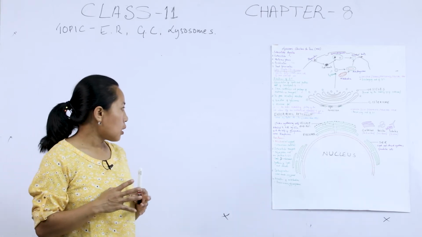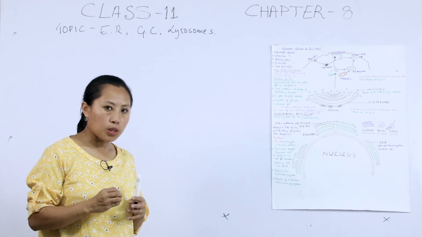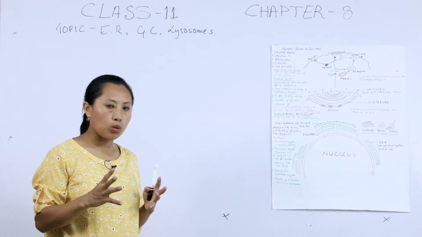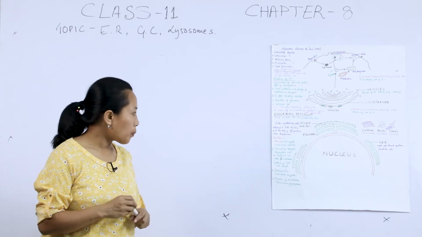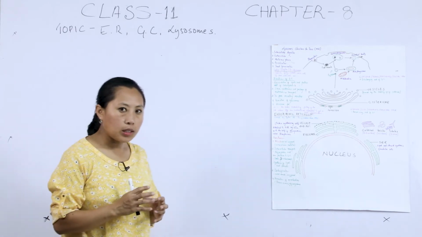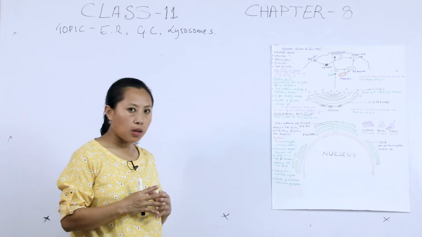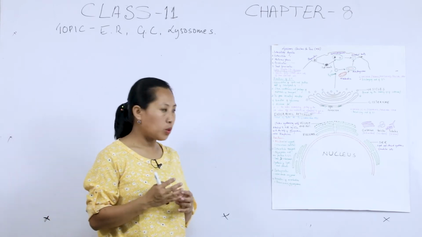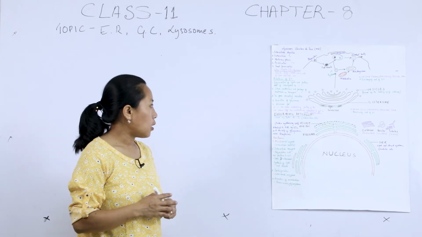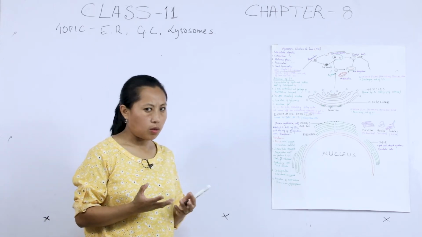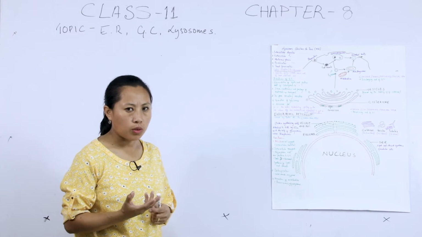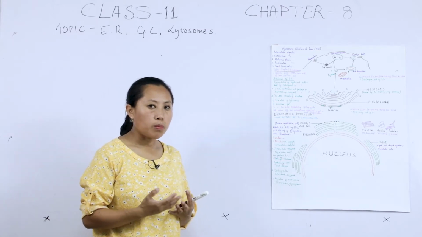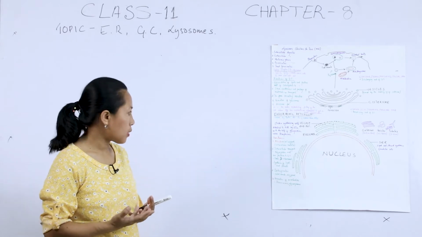So these cell organelles, particularly endoplasmic reticulum, Golgi complex and lysosomes, form the endomembrane system of the cell. Okay, so firstly, let's see the endoplasmic reticulum. The term endoplasmic reticulum was coined by Porter, and they are absent in prokaryotic cells, as all prokaryotic cells are devoid of cell organelles, and they are also absent in mature mammalian RBC, red blood cells.